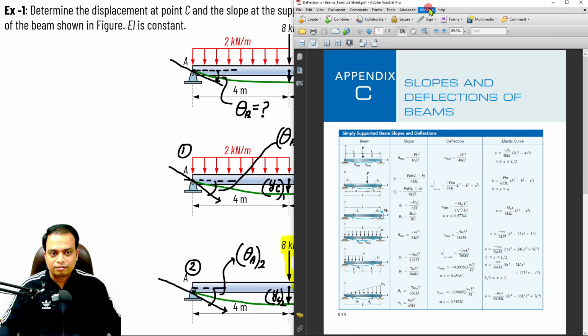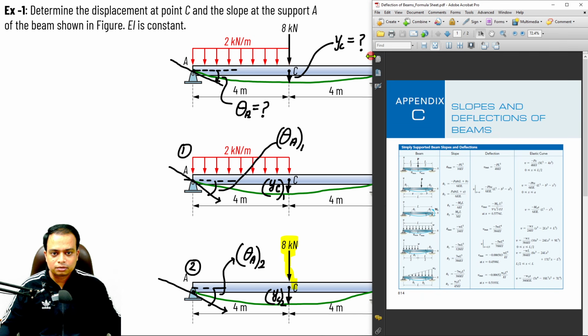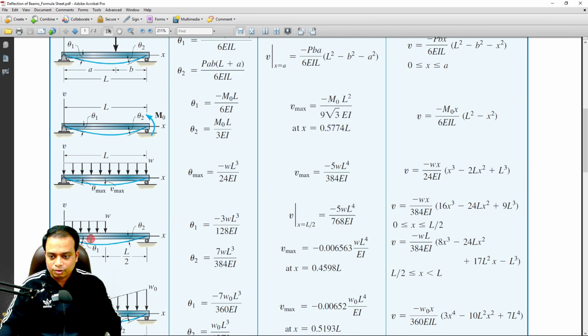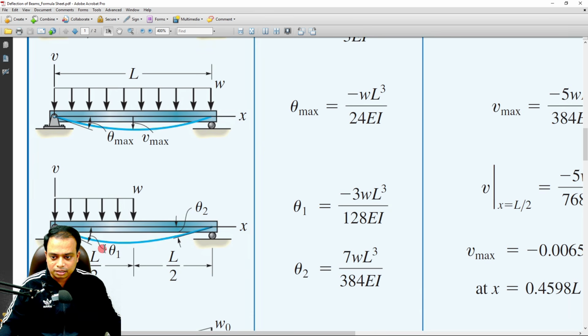Yeah. So what do we have? Let me squeeze this. You can zoom in by pinching your screen. There is just a uniformly distributed load for half the length of the beam. So do we have a formula of this kind? Yes, there is a formula. In the formula, you can see the slope at this very location. Let me zoom in. That is theta 1. Theta 1 is negative 3WL cube over 128 EI. That's the first formula that I'll use.